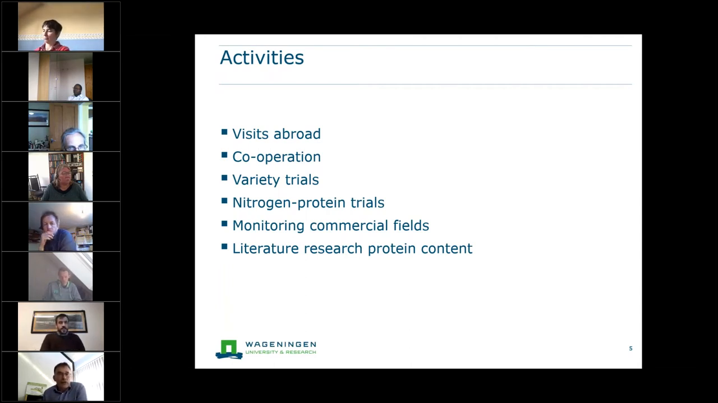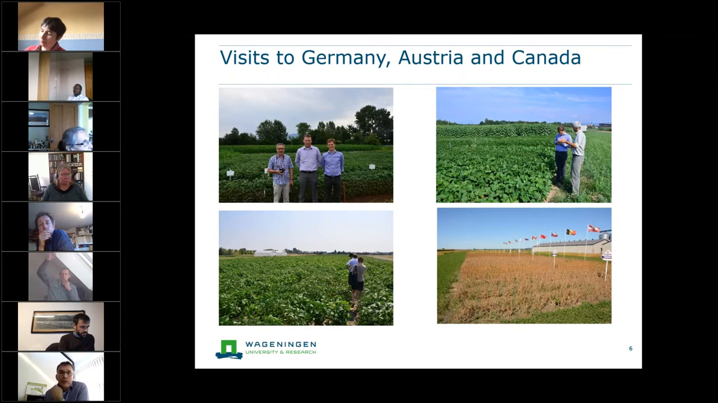We also did at least a little research about protein content, and maybe the result beforehand: we found it astonishing that there was very little to be found on how the protein content is realized within soya and how all kinds of external factors are influencing this. Mostly, the only relation is with the variety. Now we visited Germany, Austria, and Canada. You see some pictures of that. We learned a lot from these visits, because especially in Canada there is a large history of growing soy, and they also exported soy to the Netherlands for human food products.